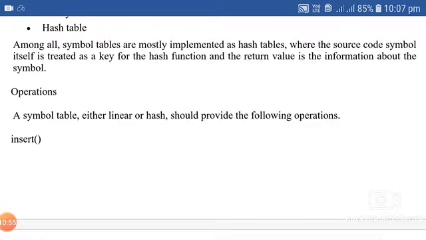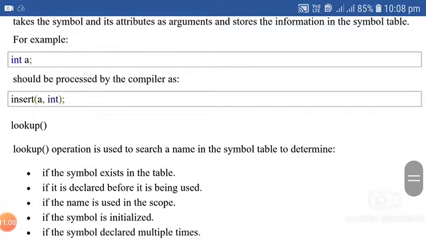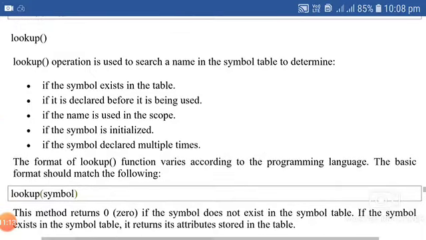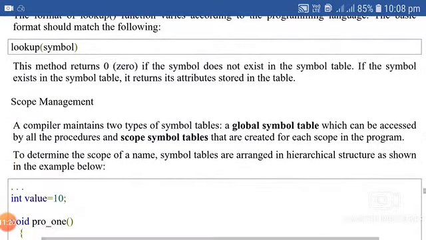A symbol table, either linear or hash, should support the following operations. Insert operation: this operation is more frequently used by the analysis phase. The next one is lookup. Lookup operation is used to search for a name in the symbol table to determine if the symbol exists in the table, if it is declared before it is used, and so on. The next one is scope management. A compiler maintains two types of symbol tables: a global symbol table, which can be accessed by all the procedures, and scope symbol tables that are created for each scope in the program.